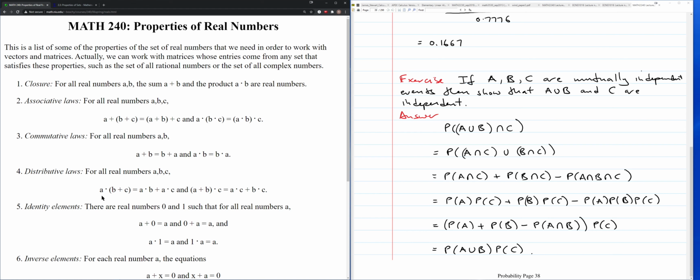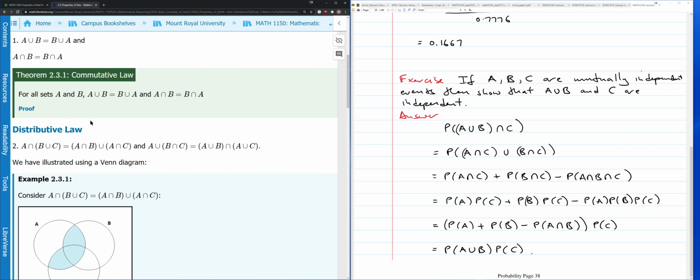So if I have A times B plus C, what you do is take the A and multiply it by the B, take the A and multiply by the C, and add. So that's a distributive law. And something similar holds for sets. So if I have A intersect B union C, what I can do is take A intersect B, and take A intersect C, and then take the union of that.